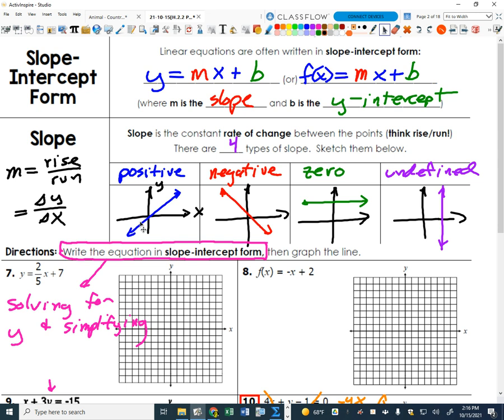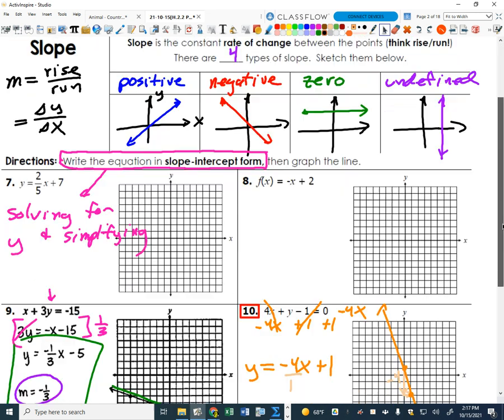Positive is going to be an increasing function. From left to right, the ant's walking uphill. Negative, from left to right, the ant walks downhill. 0 is the slope of a horizontal line. The undefined slope is the slope of a vertical line. That's easy to remember because that's not even a function, right? It violates the vertical line test, okay?